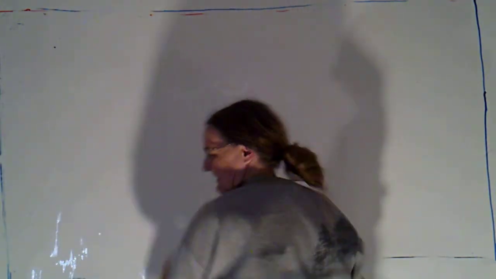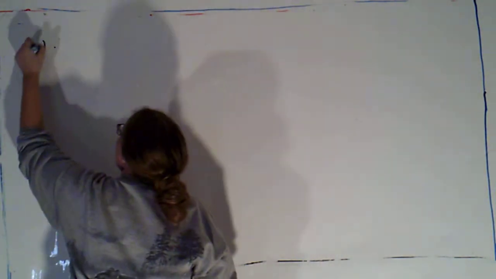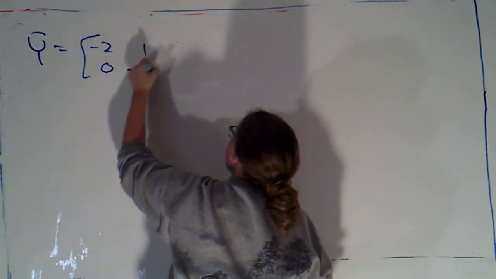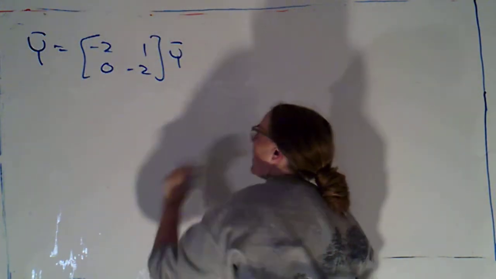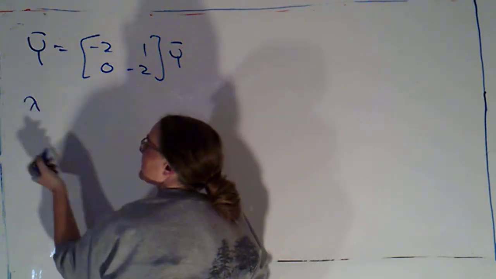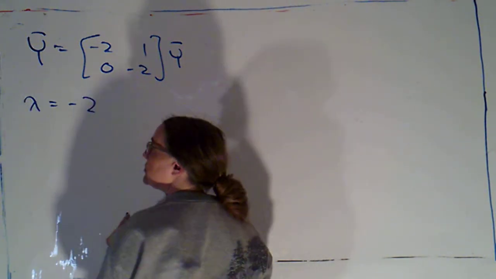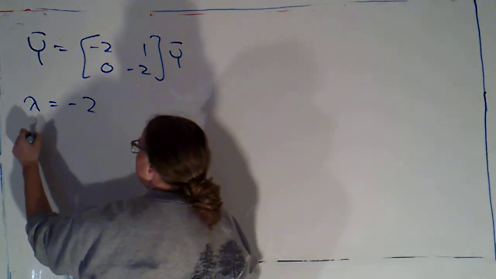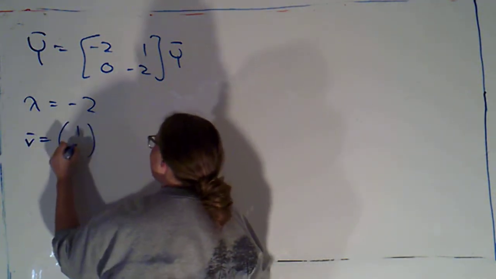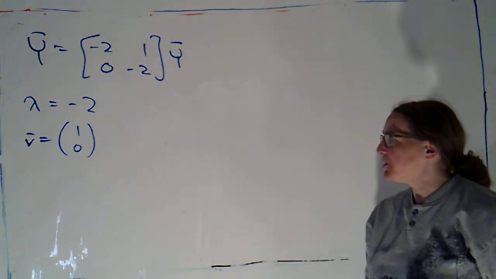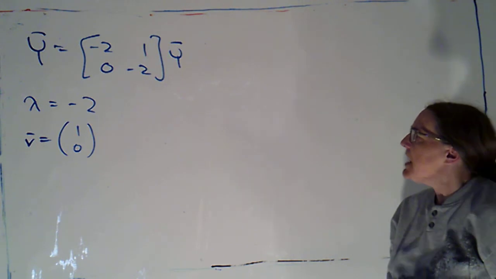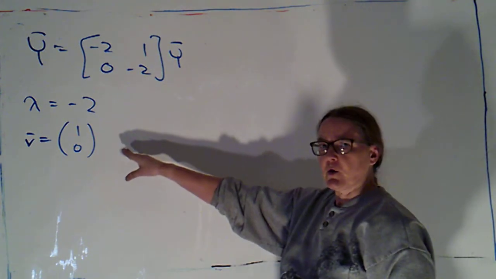Okay, so we were looking at y prime equals the matrix -2, 1, 0, -2 times y. We had that lambda, our only eigenvalue, was -2, and the only eigenvector we had, the only independent one we had, was 1, 0. Any non-zero multiple of that is another eigenvector, but it won't give me something independent. Okay. So I want to try to draw the phase portrait.